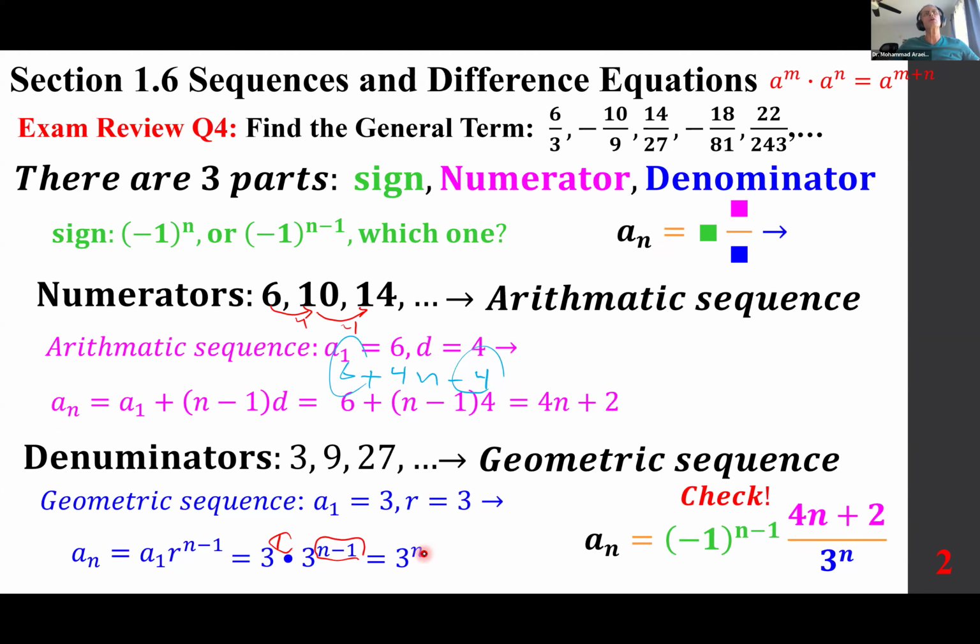As always, when you come up with the general term, you must check. So if I replace the n with 1, I get negative 1 to the power of 1 minus 1, that is negative 1 to the power of 0, over 1. 4 times 1, 4 plus 2 is 6. 3 to the power of 1 is 3. So we get 6 over 3. That's the first term. I check the first term, but always check more. Check at least one more to be on the safe side.